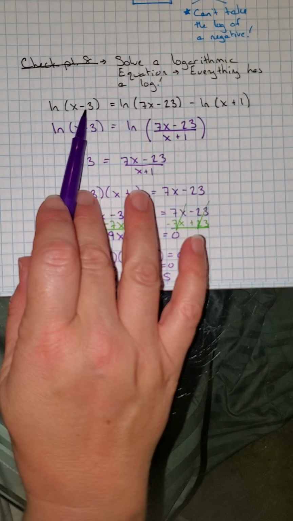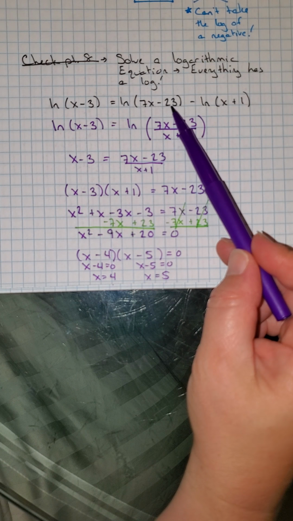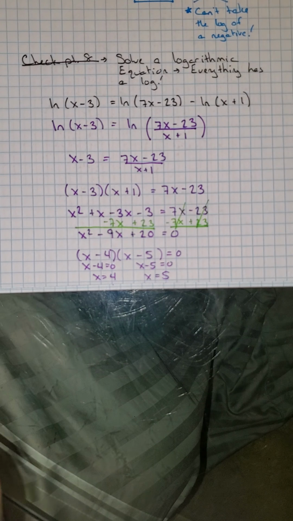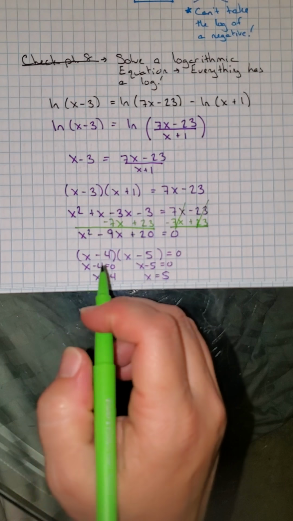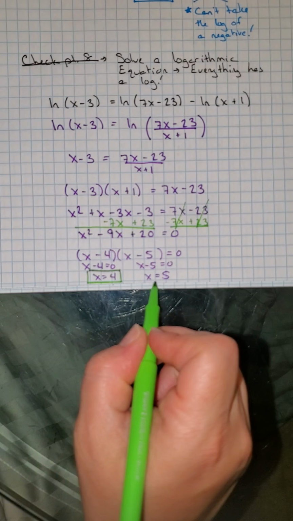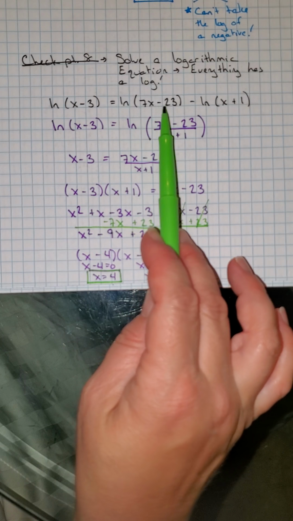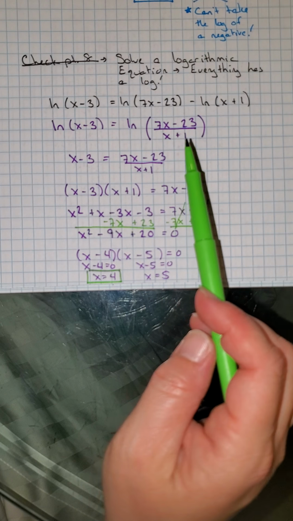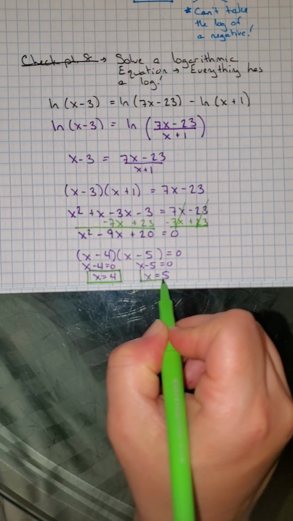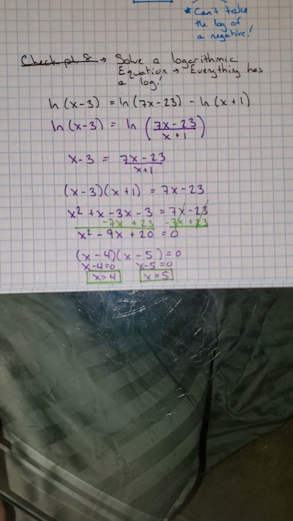Putting in the 4, 4 minus 3, that's 1. Good to go. Putting in 4 here, that'd be 28 minus 23, that's positive 5. Good to go. 4 plus 1 is 5. It's good to go. So x equals 4 is definitely one of our answers. So I'm going to check 5. 5 minus 3 is 2. Perfect. 35 minus 23 is, I don't know, but it's positive. Good to go. 5 plus 1 is 6. It's also good. So this one actually has two answers. x equals 4 and x equals 5 are both correct.